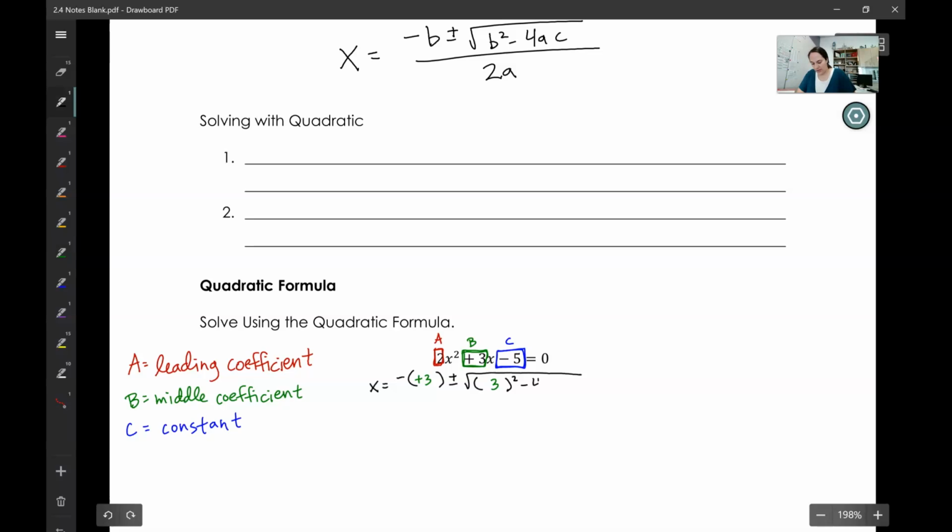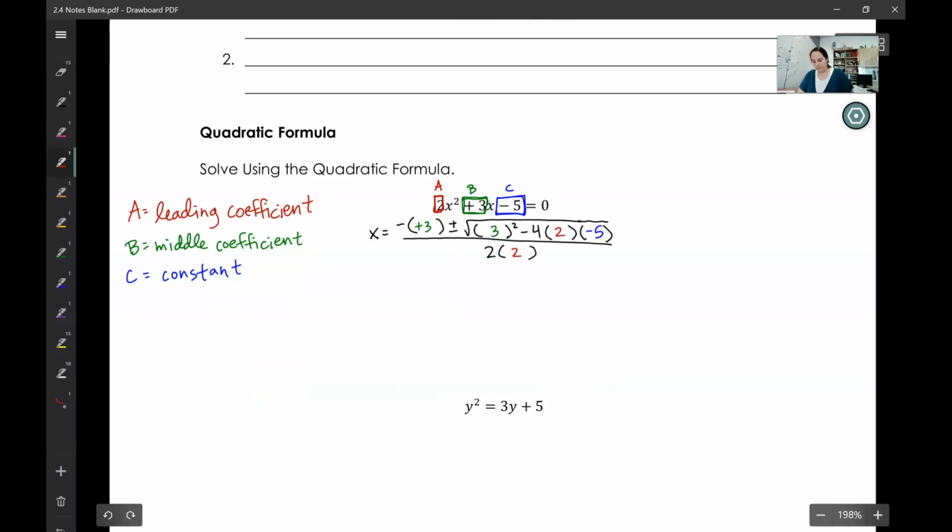And then I have minus 4a. I have another letter, so I'm going to do parentheses and do my a. And then c, I have another letter, so parentheses, and then my c, all over 2, and then parentheses for my a.